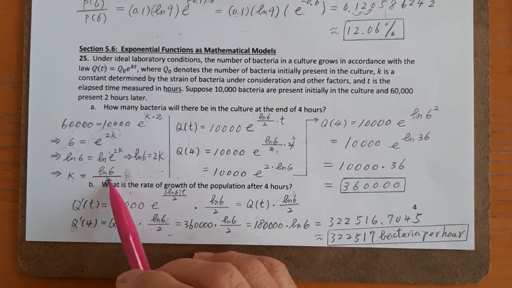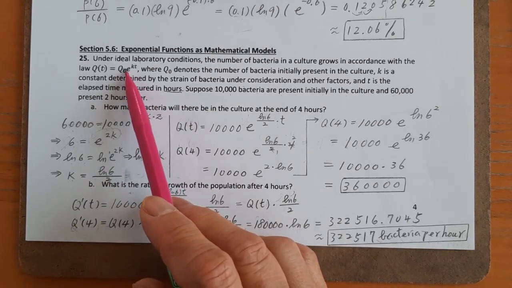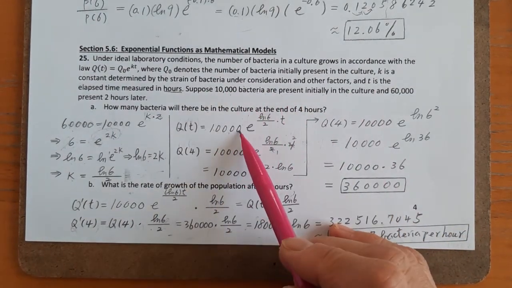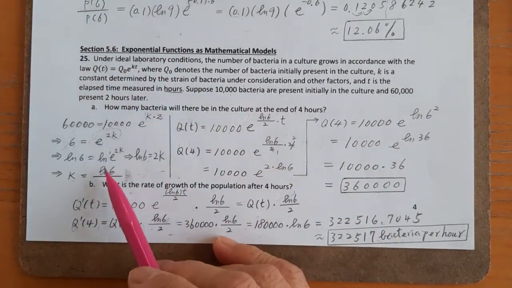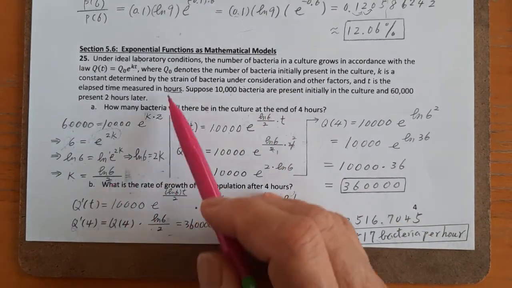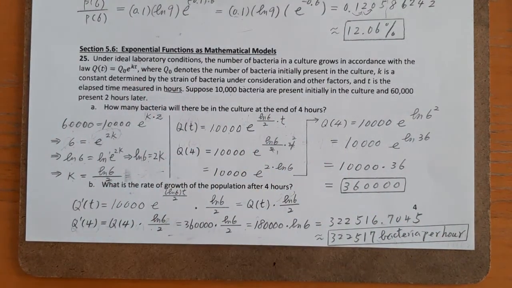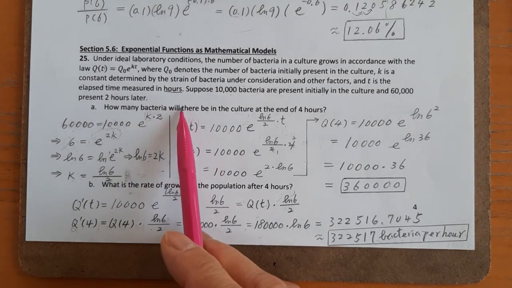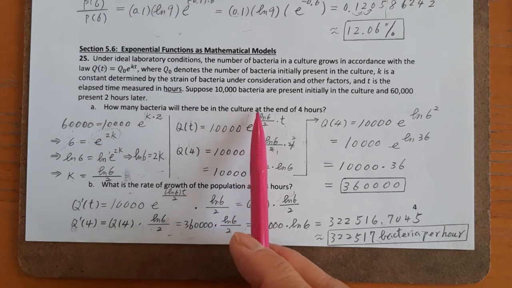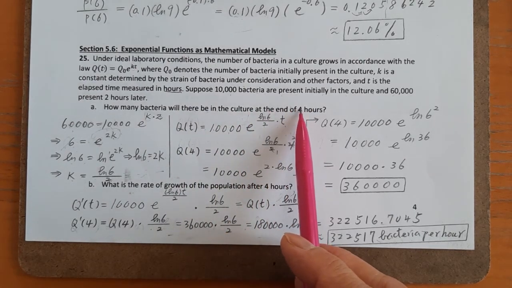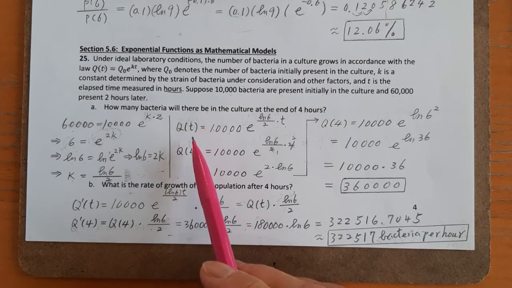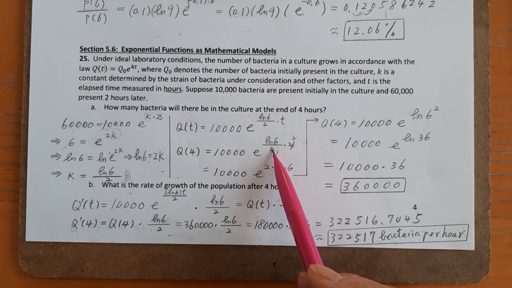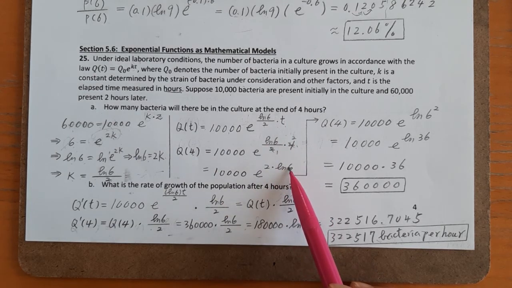So then plug this k into the original function, and you get Q of t equals Q0, initial, which is 10,000, e to the power k, k is ln 6 over 2, times t. And that's Q of t. Now from here, it asks how many bacteria will there be in the culture at the end of 4 hours? So t equals 4, plug in. Over here, t use 4, plug in. The 2 cancels, get 2 times ln 6.